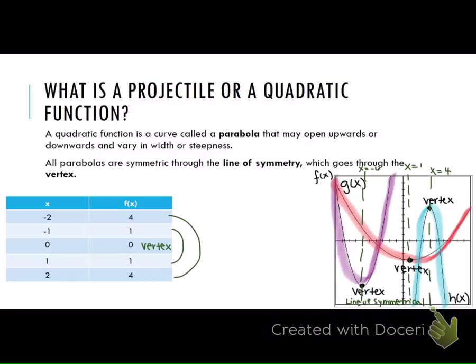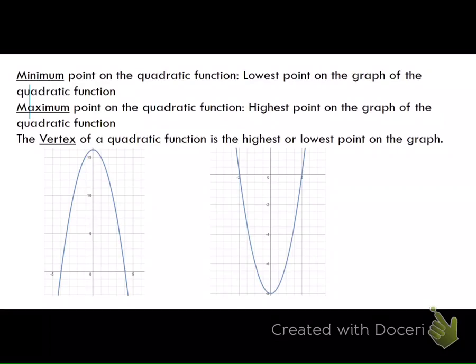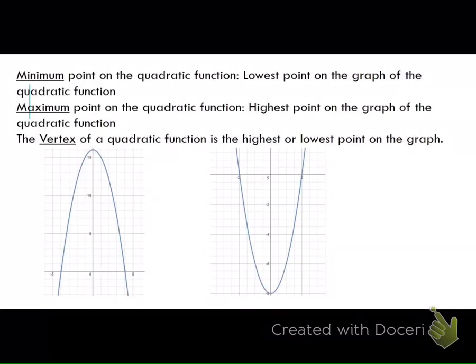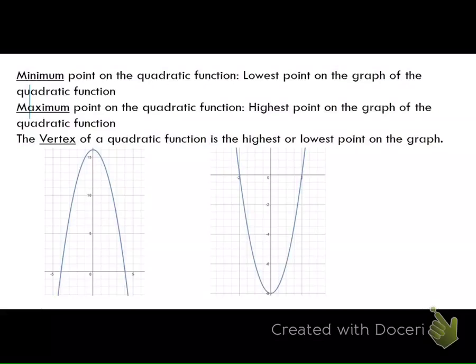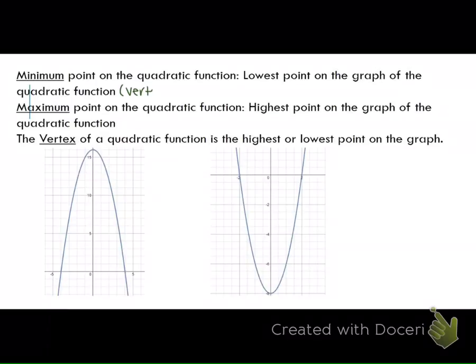All right, so this next thing here says a minimum point on a quadratic function is the lowest point on the graph of the quadratic function. It is always going to be the vertex when it is opening up.